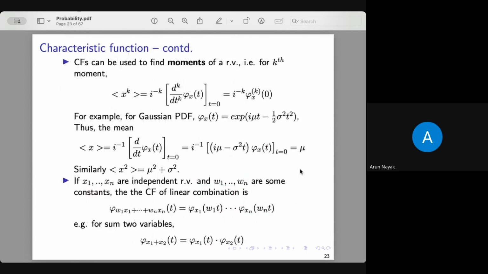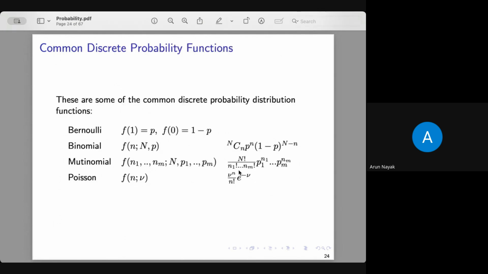Okay, so I guess when you do the exercises, you will get to know more about this, and the use of these characteristic functions. Now let me go to some probability distribution functions.